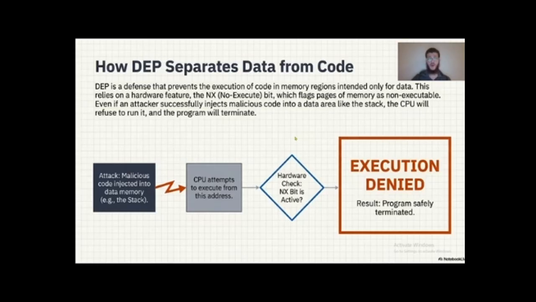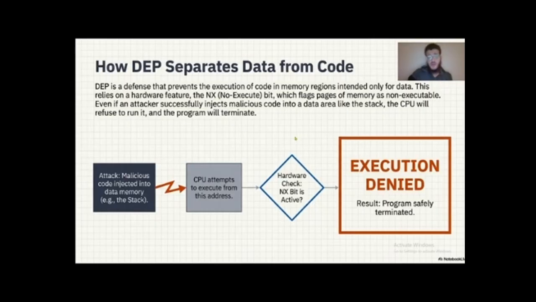Here is the flow when an attacker tries to inject malicious code. First thing, attack phase. The attacker injects malicious code into a data memory area, typically the stack. Next, execution attempt. The CPU tries to execute code from this address. Next, hardware check. The CPU checks if the NX bit is active for this memory page. The answer is yes.